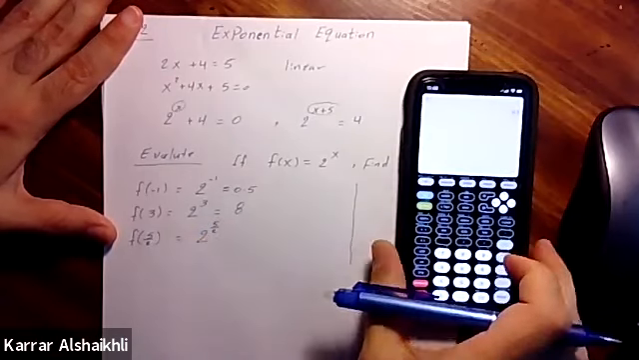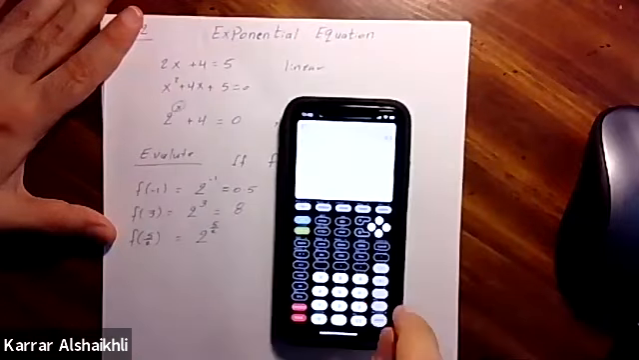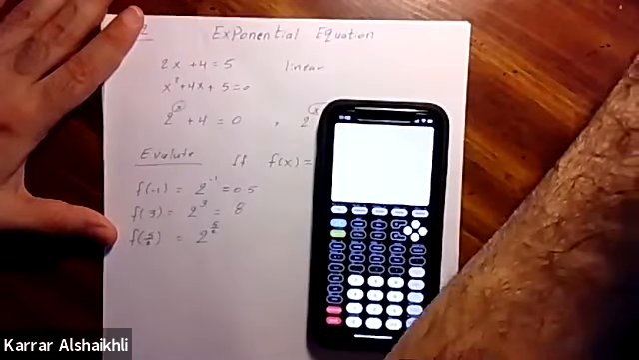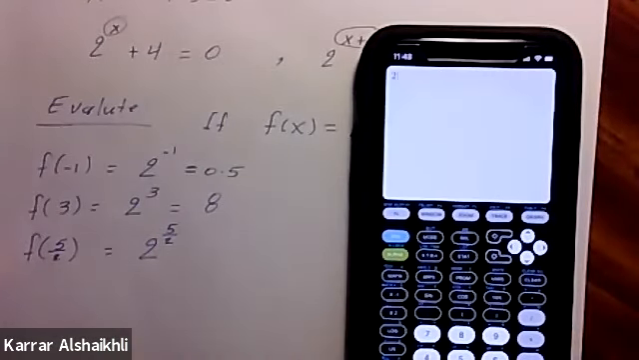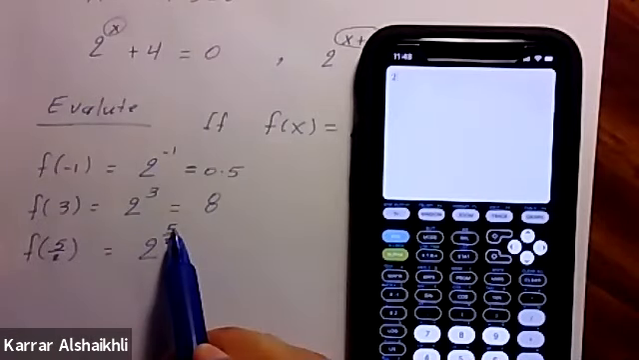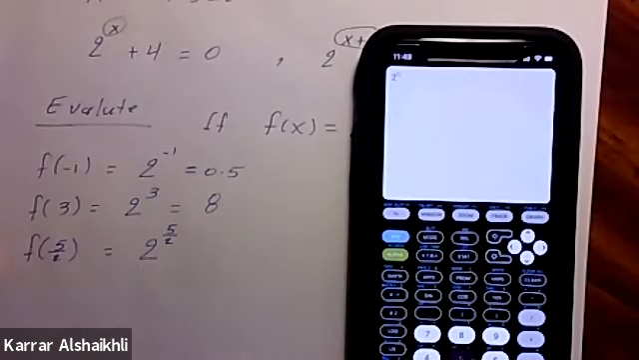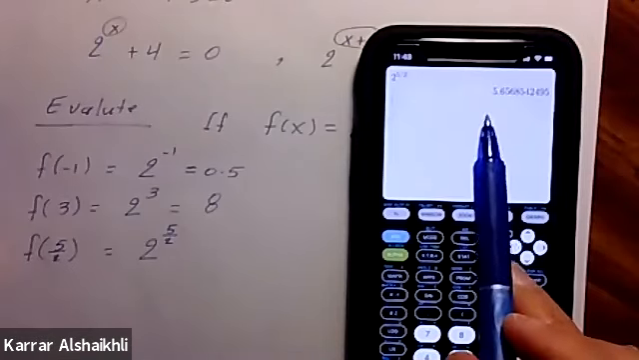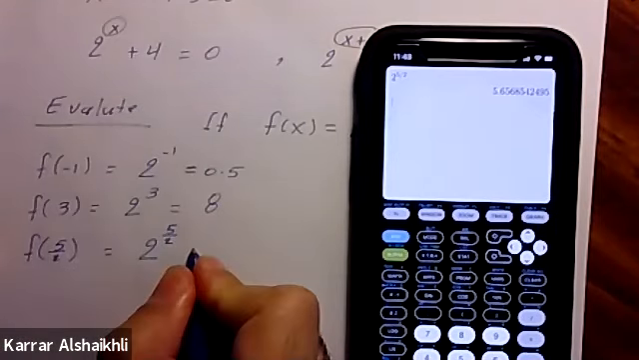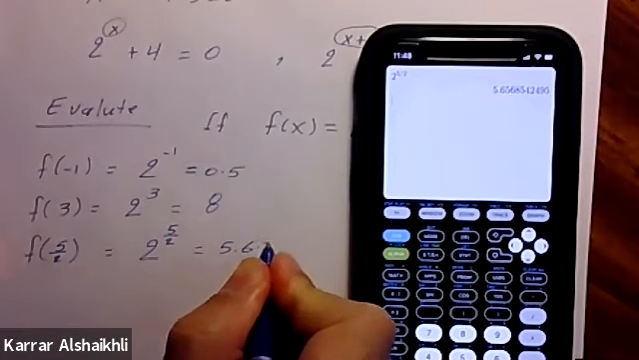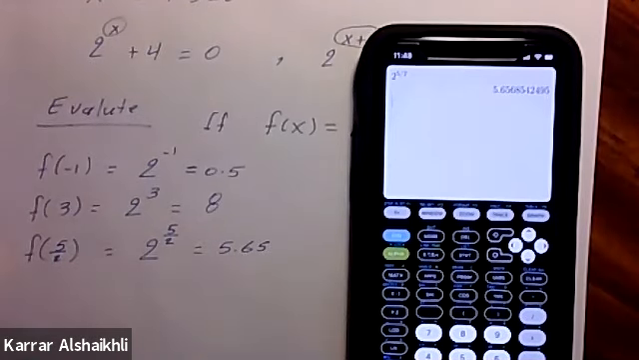This is really important, even if you want to use the calculator. So let's check that. If they ask you to find 2 to the exponent 5 over 2, here's the 2 to the exponent, and I'm going to write down 5 divided by 2. Enter. So the result is going to be 5.65. This is really important if you want to graph the exponential function, 5.65.